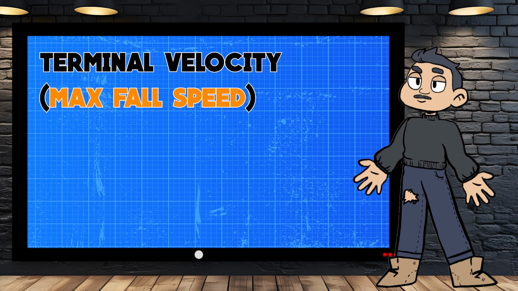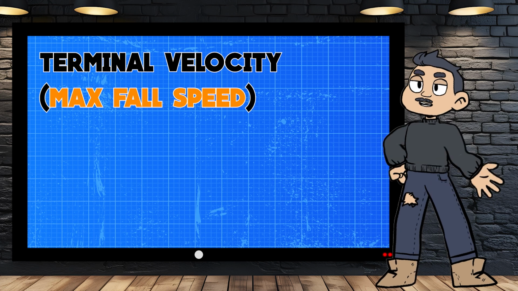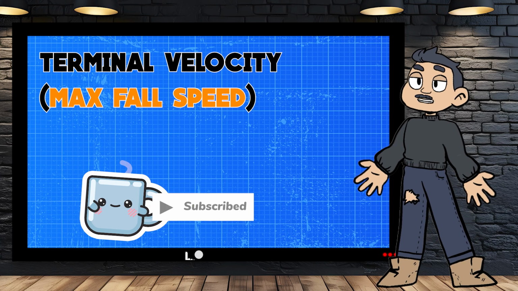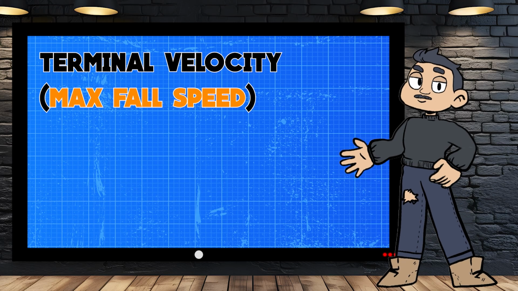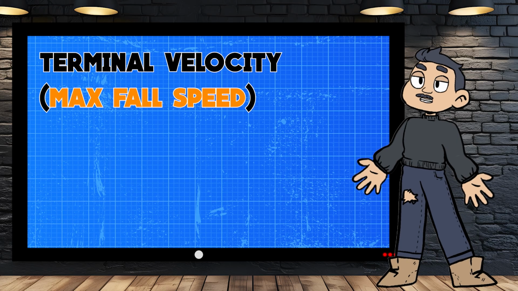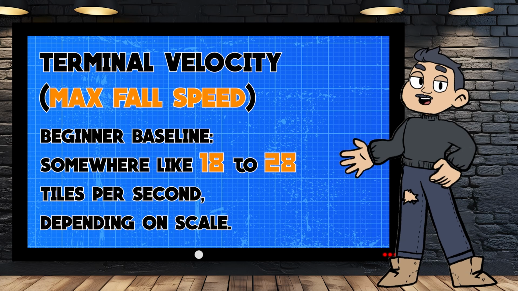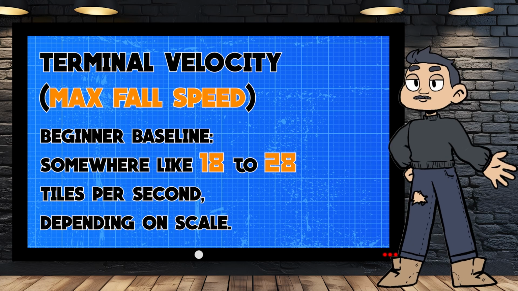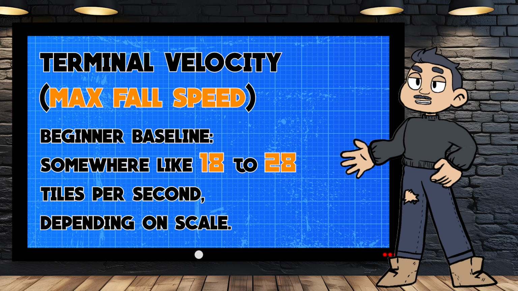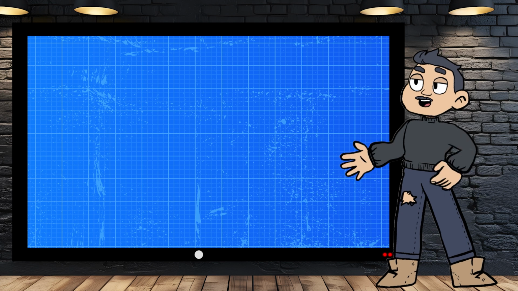Add one more rule. Terminal velocity, max fall speed. When you fall, speed tends to keep increasing. If you let it run forever, long drops become uncontrollable. So we set a maximum fall speed. Call it max fall speed or terminal velocity. Beginner baseline. Somewhere like 18 to 28 tiles per second, depending on scale. Pick 22 as a starting point. This makes long drops feel consistent and controllable. Okay, jump arc done. Now air control.